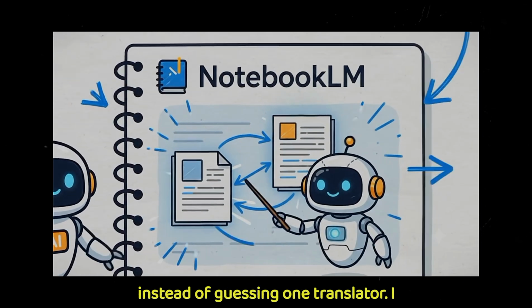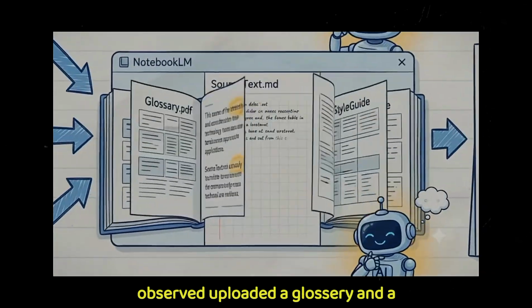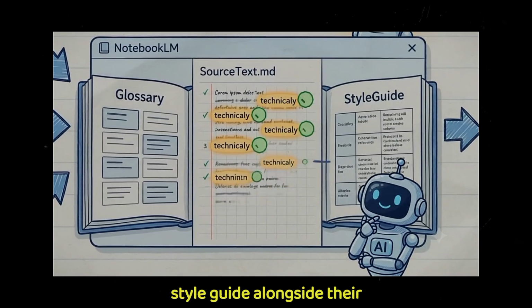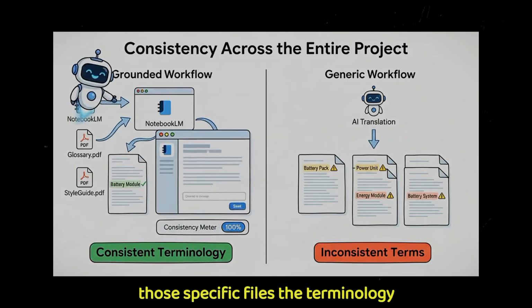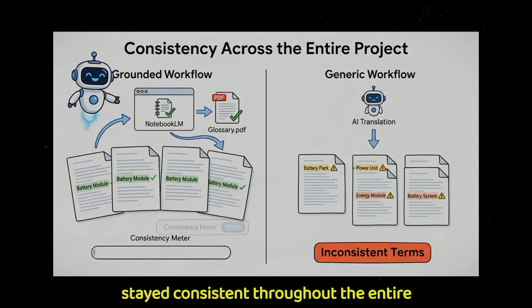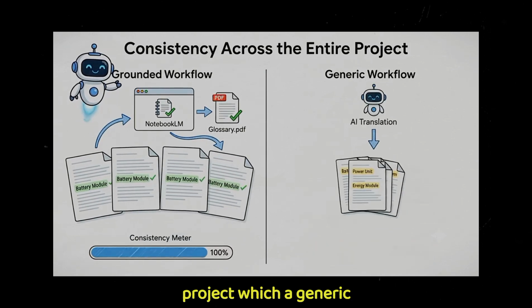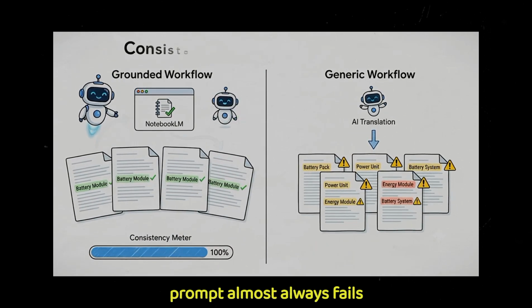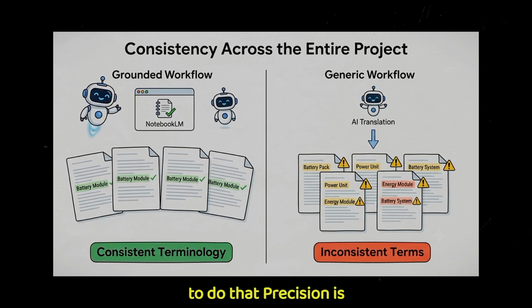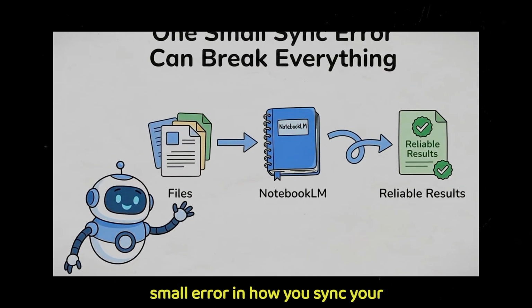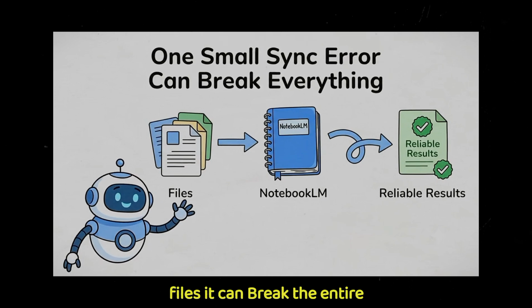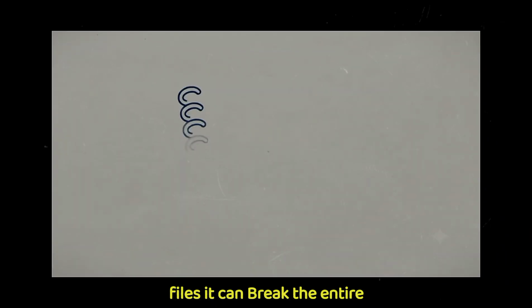Instead of guessing, one translator I observed uploaded a glossary and a style guide alongside their text. By grounding the prompt in those specific files, the terminology stayed consistent throughout the entire project, which a generic prompt almost always fails to do. That precision is vital, because one small error in how you sync your files can break the entire system.